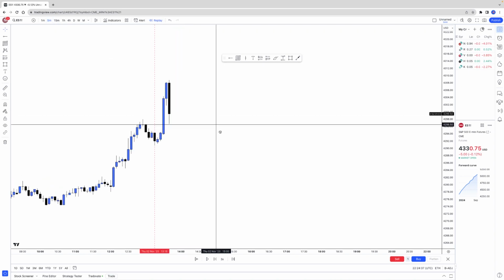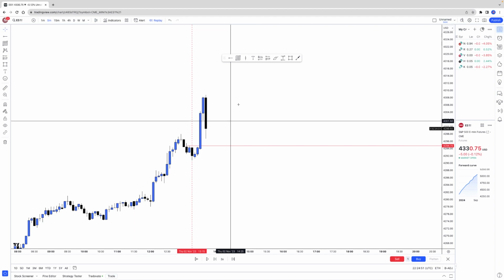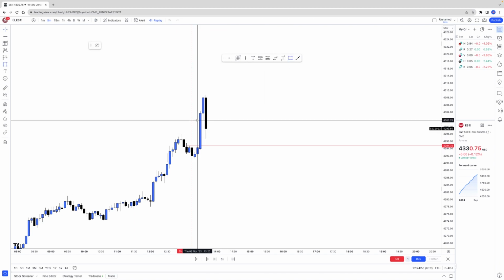So I jumped into the 5 minute, and then as you guys know from the PDFs that are available to you, we broke structure to the upside on the 5 minute, right here. So we're bullish on the 4 hour, hourly, 15 and now 5 minute. So I marked out this imbalance right here.